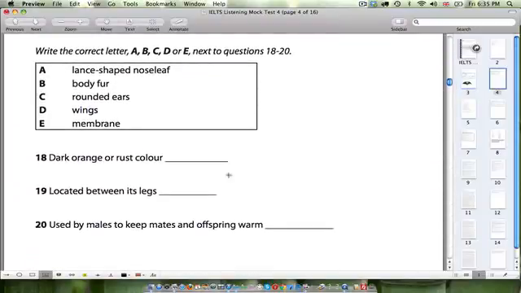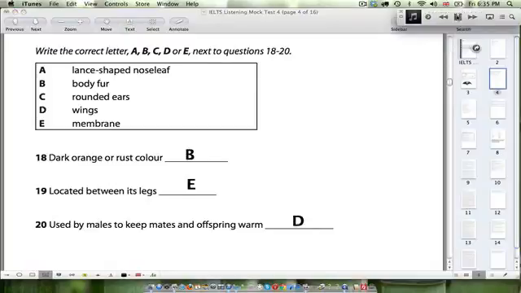Write the correct letter. Dark orange or rust in color. This was the body fur, and we had to be quick because the answers for the previous questions came almost at the exact same time as the answers for these questions. So this is the body fur located between its legs. This is a membrane used by males to keep mates and offspring warm. So he doesn't use this vocabulary when he's talking about it. He says the male will envelop or cover the female and any babies with its wings. So the answer here would be D.